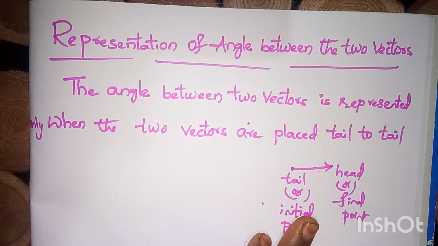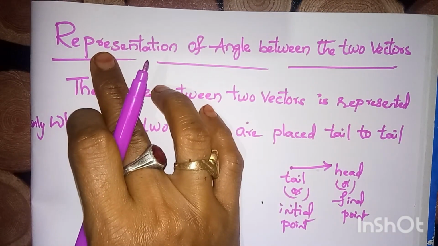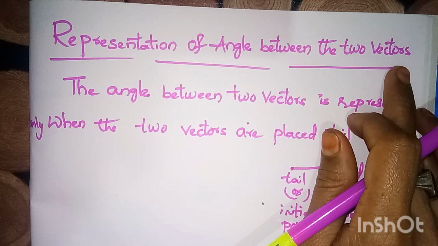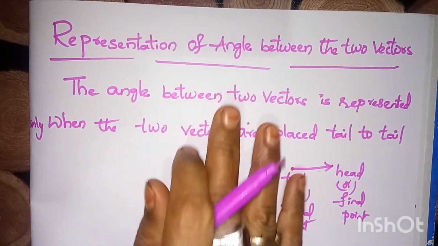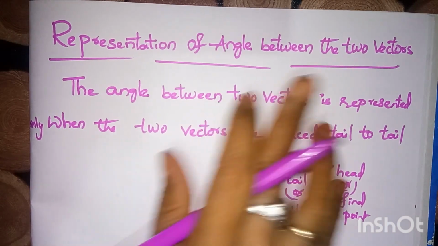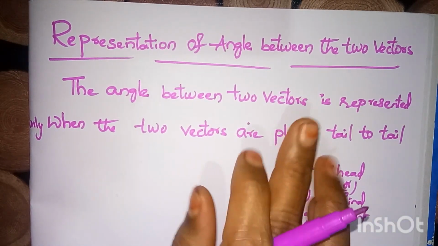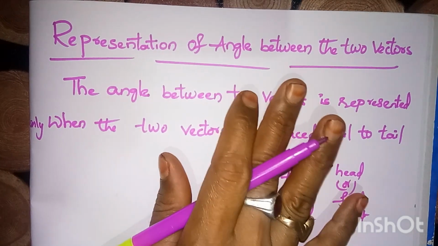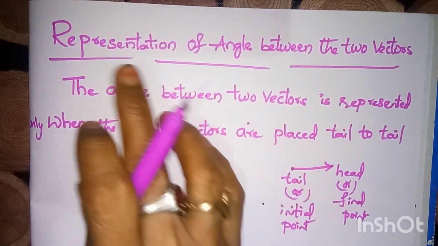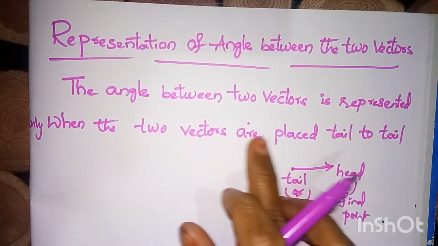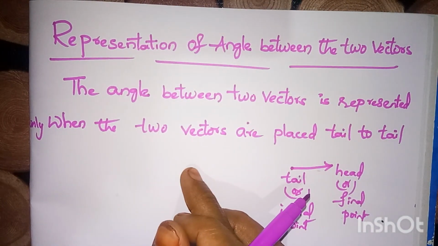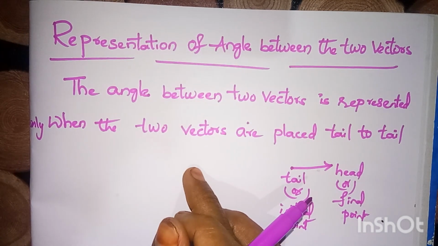Today we are going to discuss the topic that is representation of angle between two vectors. So in this class, how the angle can be found with the help of two vectors. How is the angle made by the two vectors? The angle between two vectors is represented when the two vectors are placed tail to tail. So by connecting the two vectors tail to tail, we can find the angle between the two vectors.